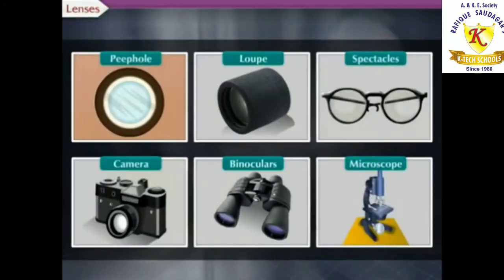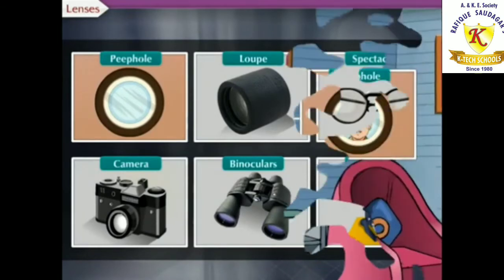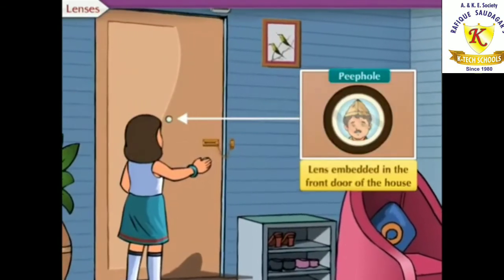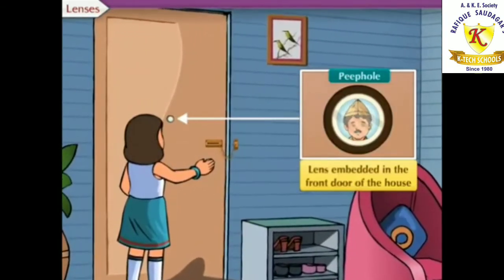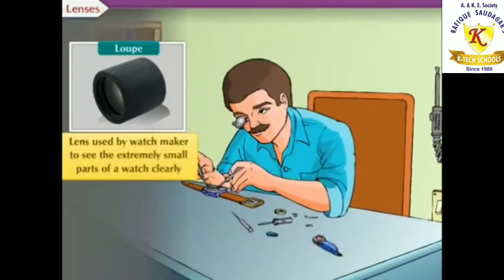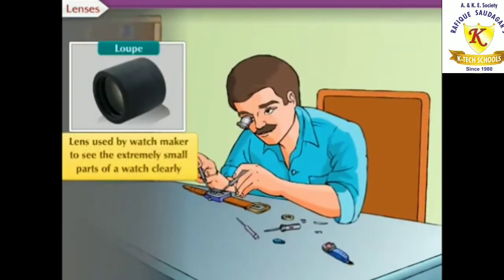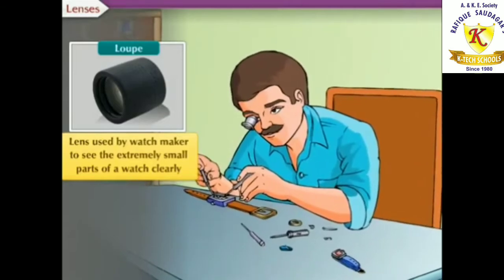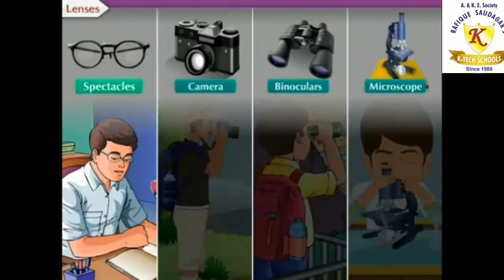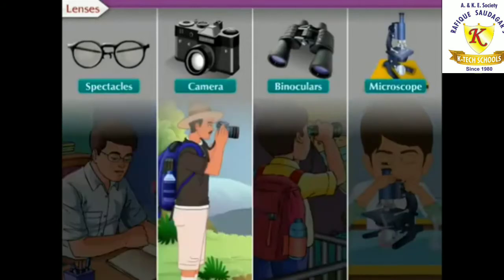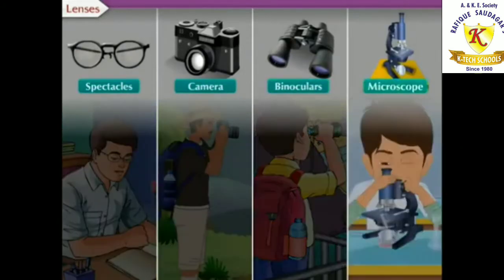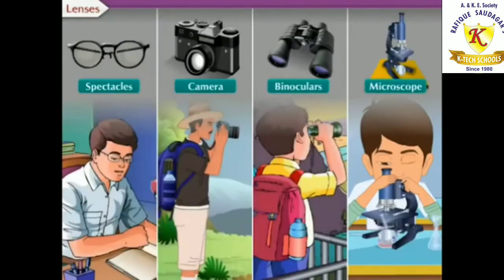In our everyday life, lenses play an important role. Some common examples where lenses are used are the peephole, a lens embedded in front of the door of your house, and the loupe, a lens used by a watchmaker to see the extremely small parts of the watch clearly. It is also used in spectacles, cameras, binoculars, microscopes, etc.